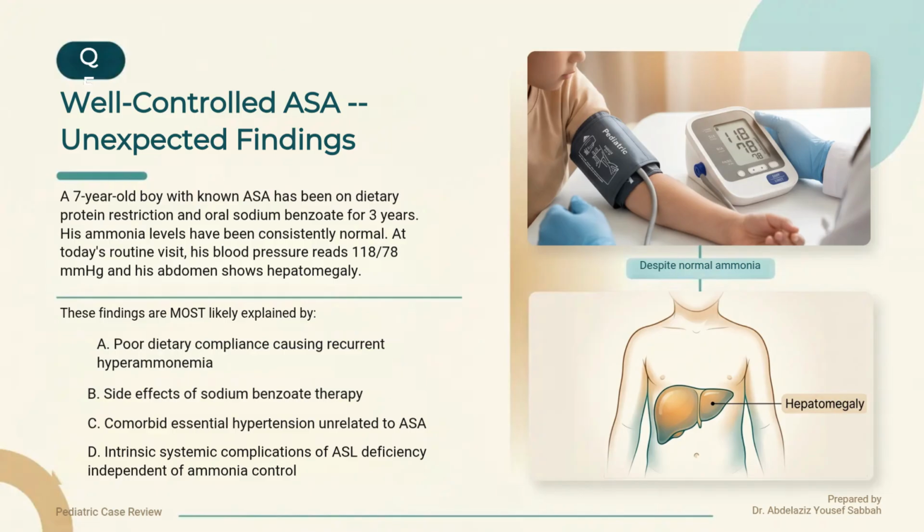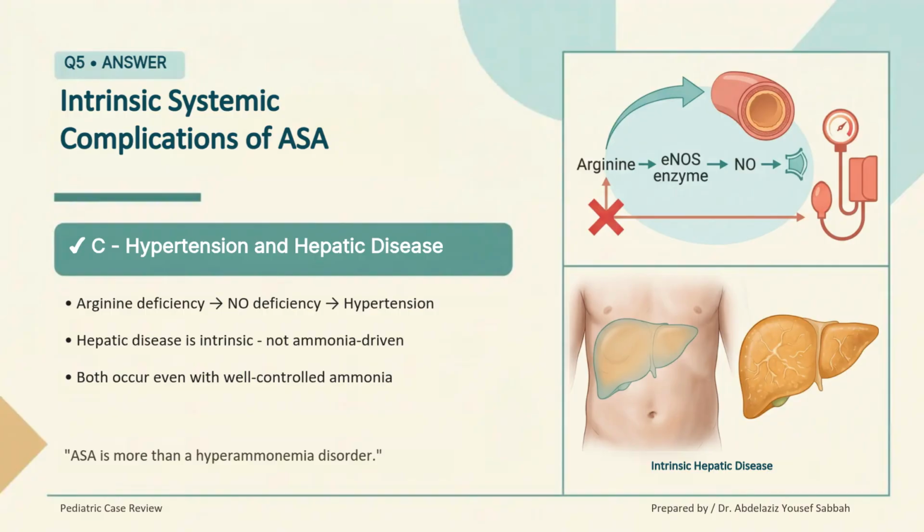Option A, poor dietary compliance causing recurrent hyperammonemia. Option B, side effects of sodium benzoate therapy. Option C, comorbid essential hypertension unrelated to Argininosuccinic aciduria. Option D, intrinsic systemic complications of argininosuccinate lyase deficiency independent of ammonia control. The correct answer is option D, intrinsic systemic complications of argininosuccinate lyase deficiency.